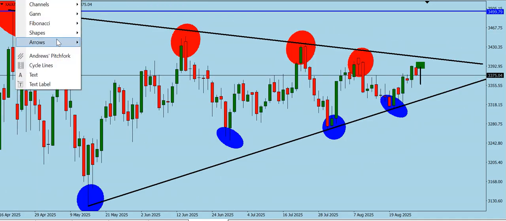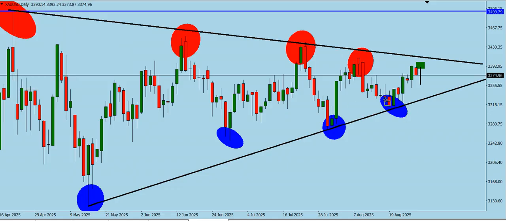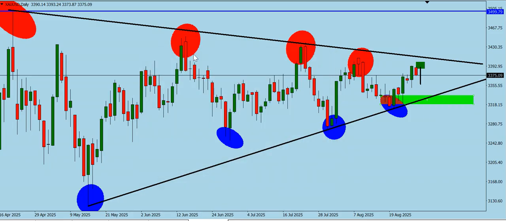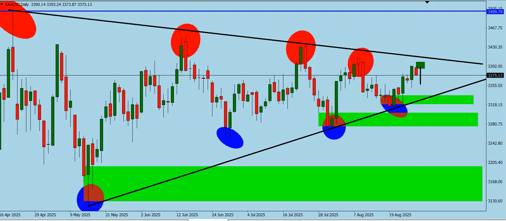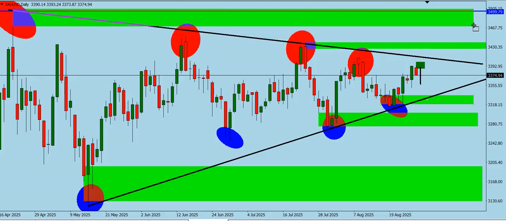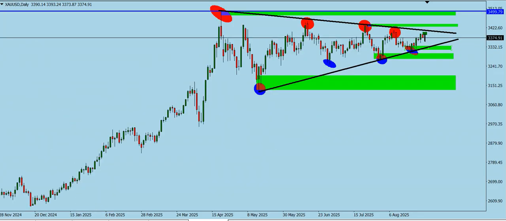Aside that, we have a demand area around here. If price drops, buyers might likely pick price up at this point. More buyers are lined up around here, and quite a number will be lined up around here. On the flip side, the sellers will be waiting around here. More sellers around here, which is the all-time high.